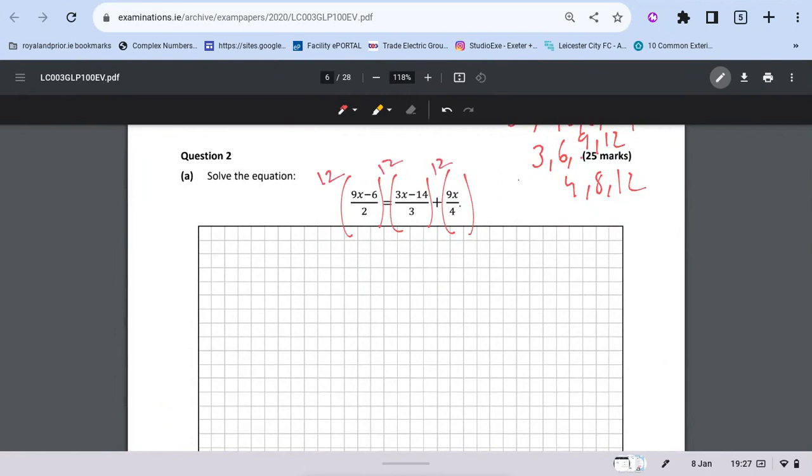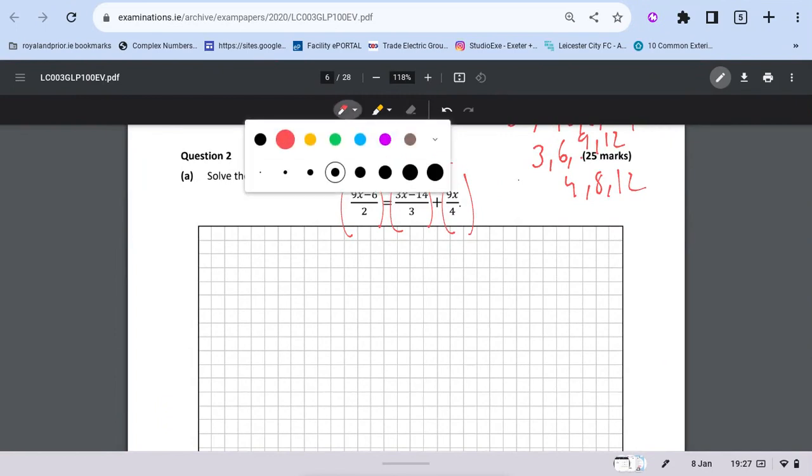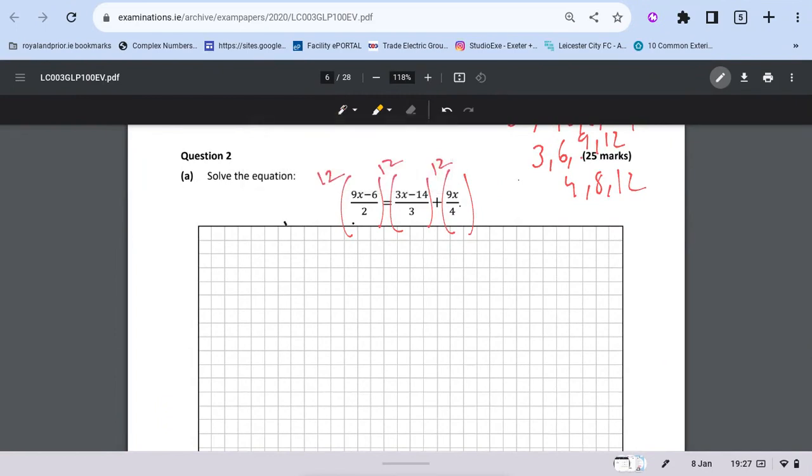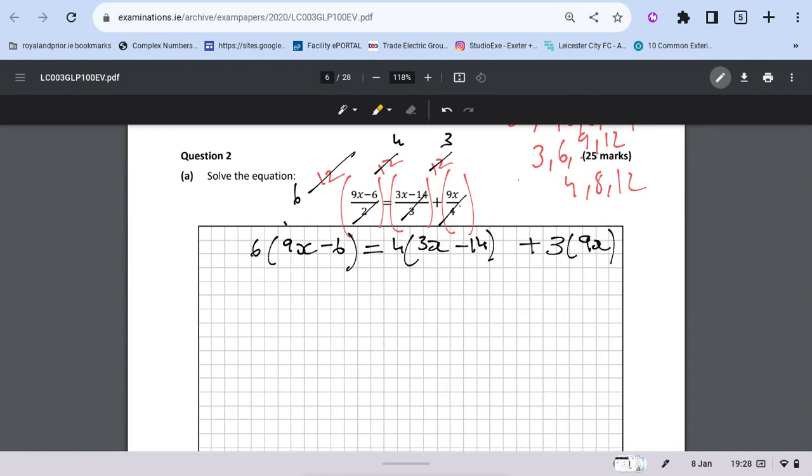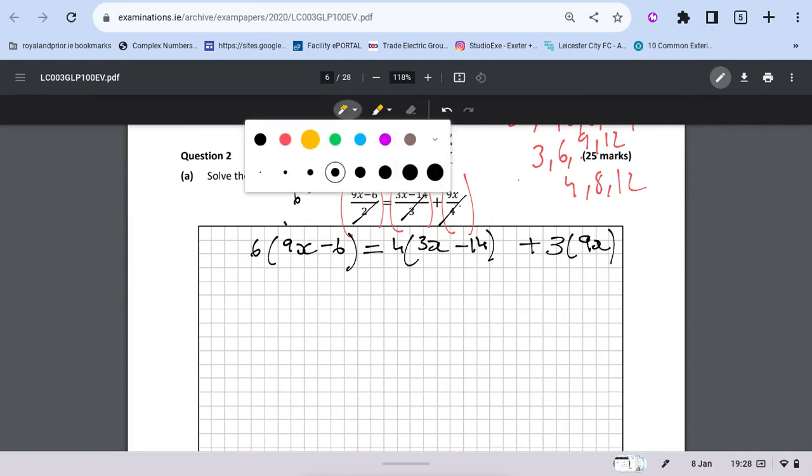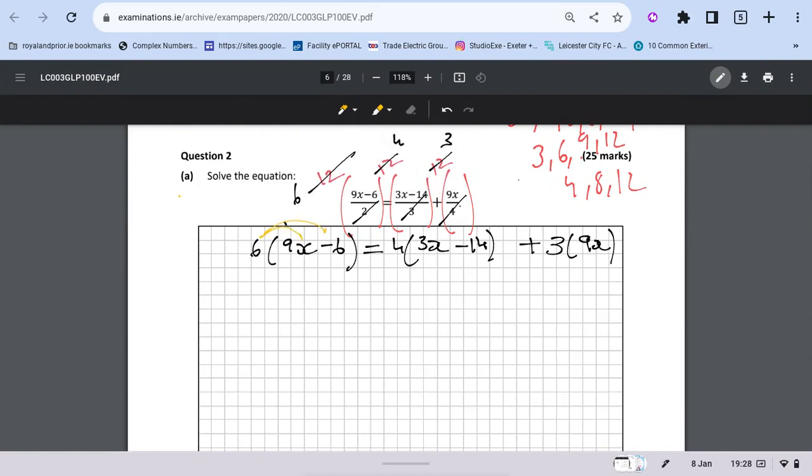And now ask yourself, how many times does 2 go into 12? It goes in 6 times. 3 into 12 goes 4, and 4 into 12 goes 3 times. Now write down what you have, including those brackets. And just multiply out the brackets, remembering to multiply everything inside the bracket by what's outside.